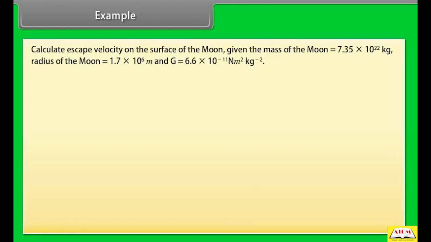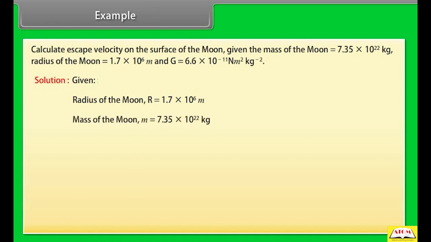Example. Let's take an example of escape velocity. Calculate escape velocity on the surface of the Moon, given the mass of the Moon, radius of the Moon, and value of g. Let's see the solution. Given radius of the Moon R is equal to 1.7 into 10 to the power 6 meter. Mass of the Moon M is equal to 7.35 into 10 to the power 22 kilogram.